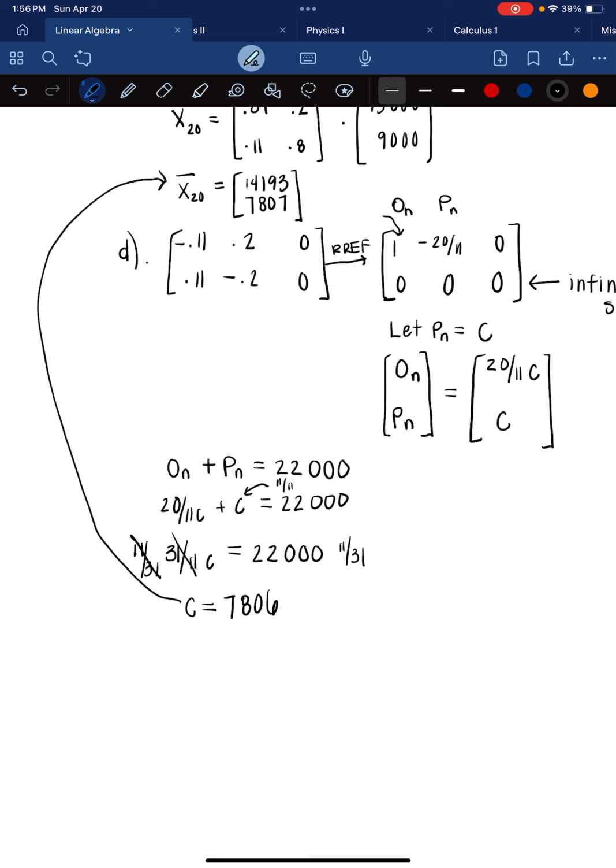So the steady state, and we'll call it vector v, is equal to 7,806 Parks and Rec viewers, which means this is 14,194 office viewers.